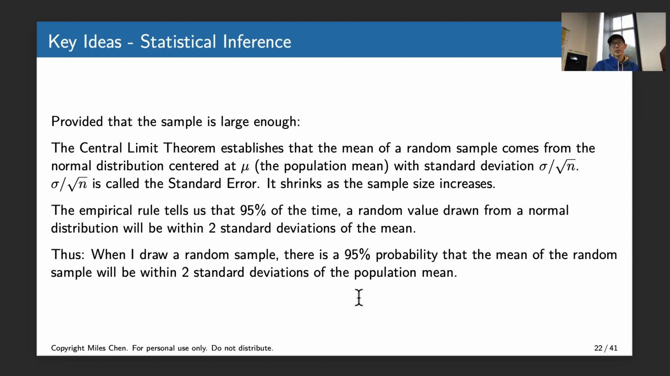So what did I write here? Central limit theorem establishes that the mean of a random sample comes from the normal distribution centered at mu with standard deviation, or standard error, sigma over the square root of n. That standard error shrinks as the sample size increases. The empirical rule says that 95% of the time a random value drawn from the normal distribution will be within 2 standard deviations of the mean, and therefore when I draw a random sample, there's a 95% probability that the mean of the random sample will be within 2 standard deviations of the population mean. So whenever you draw a random sample, there's a 95% probability that it will produce a sample mean that's within 2 standard errors of the population mean.